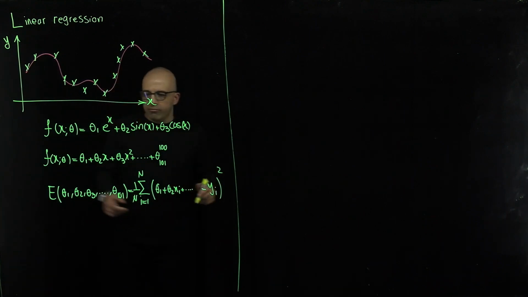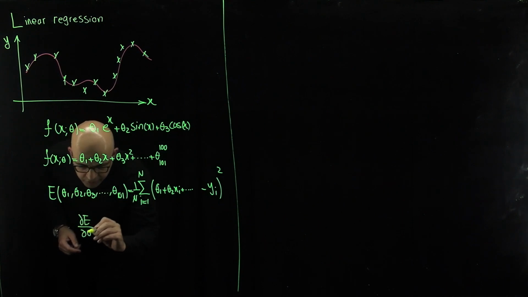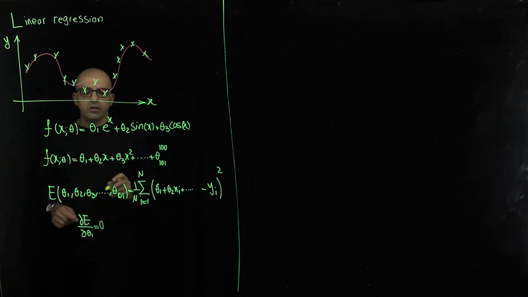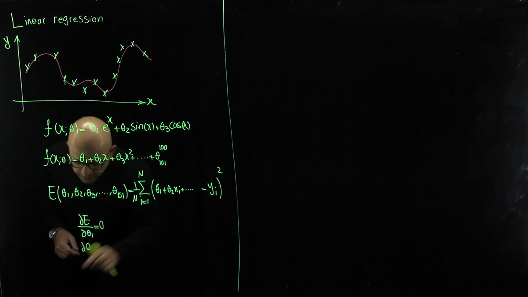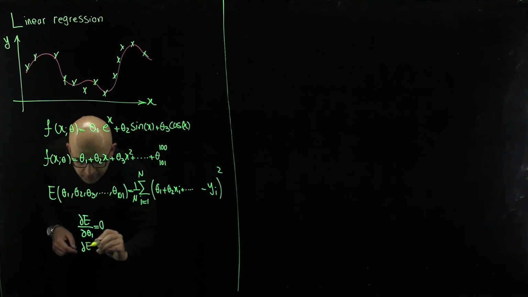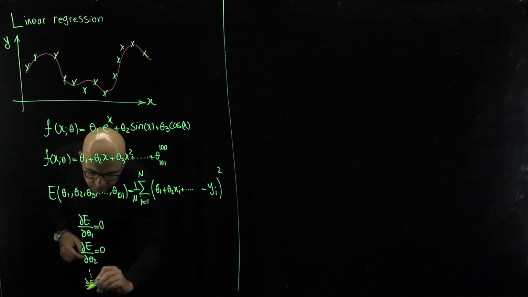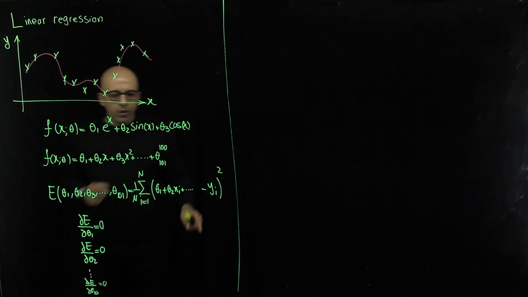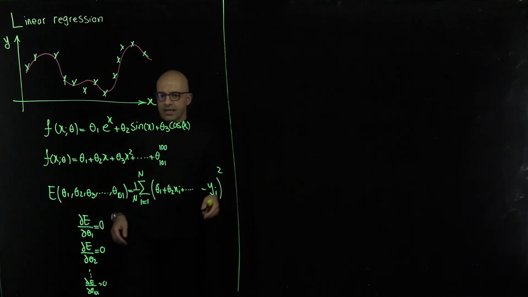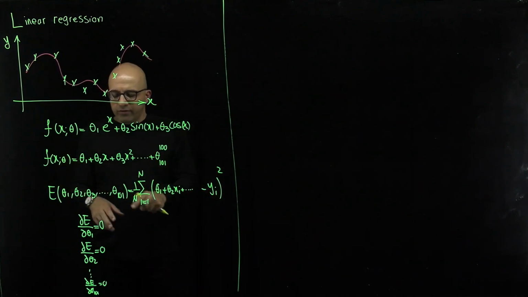Now, if we want to find the optimum theta here, we have to derive expressions for del E del theta 1 equal to 0, del E del theta 2 equal to 0, and all the way to del E del theta 101. So then one has to derive these one by one. Obviously, that's a tedious task, and the basis functions are not polynomials, so we can't use those universal derivations.